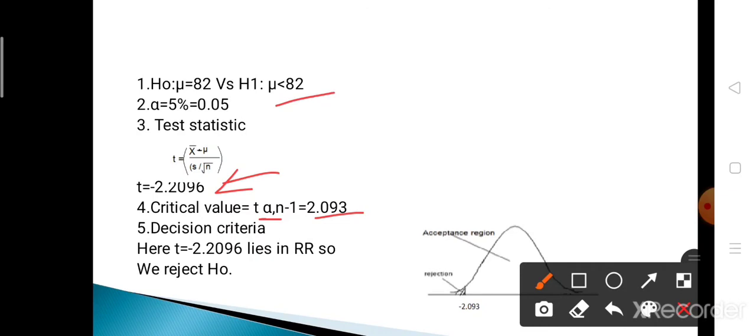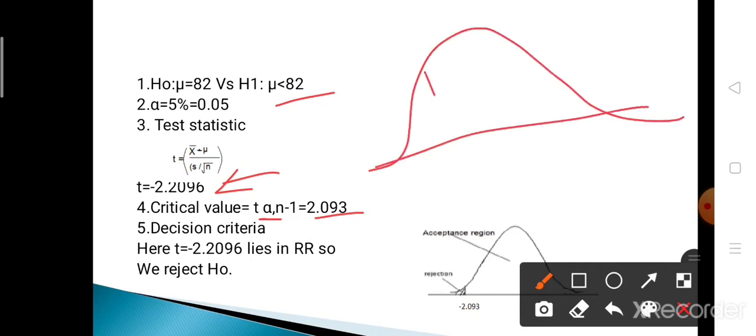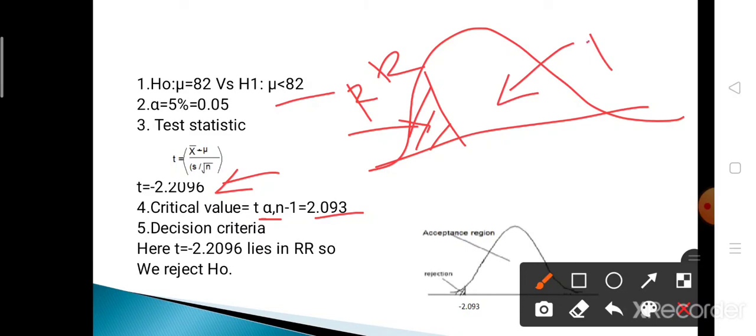The given test is a one-sided left test. So only one rejection region is there, on the left side, and the right side part is the acceptance region. Here the point is the negative table value. The table value is 2.093, so this point is minus 2.093.